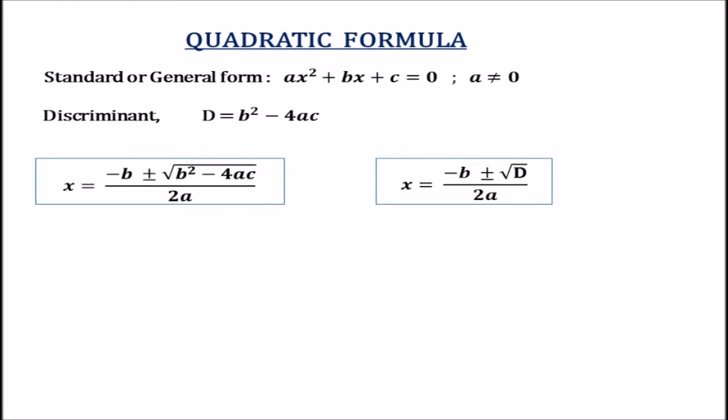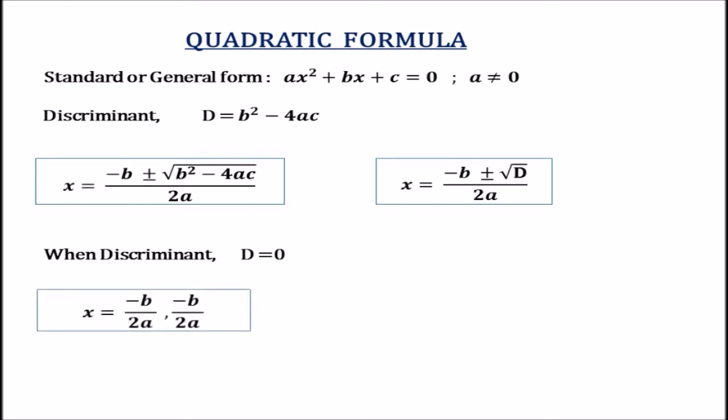Remember, there's a special case in this one, that is when the discriminant D is equal to 0, there exist two equal roots. So we can write the shortcut formula as x equals to minus b by 2a and minus b by 2a. So both the roots will be equal as the value of D is 0.